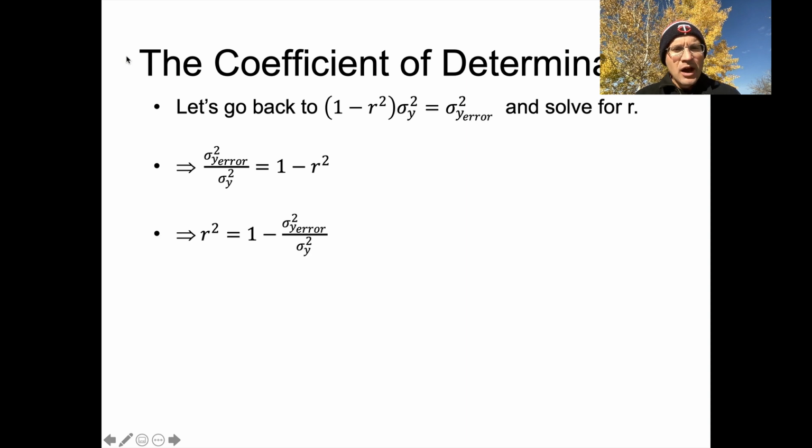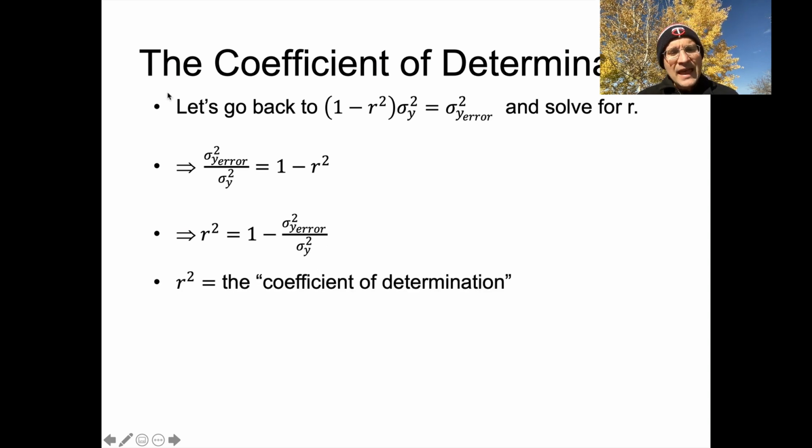And if we just do some addition and subtraction on both sides of this equation, subtracting this from both sides, then adding r squared to both sides, we just switch things around a bit. We get r squared equals 1 minus the variance in y error divided by the variance in y overall. And now we can say r squared is the coefficient of determination.